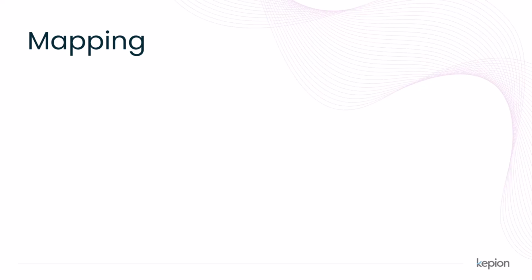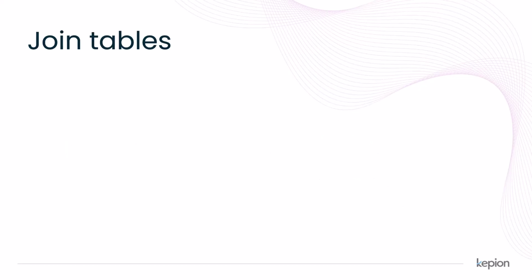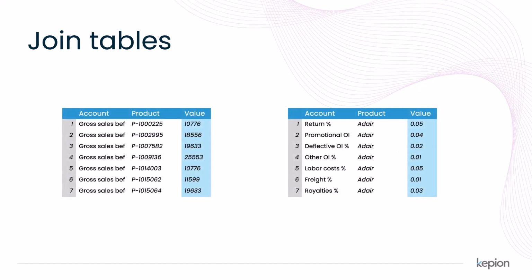For this calculation, we need to multiply gross sales before returns with each of these 8 deflator % accounts. While we could use the method from the previous calculation and pivot all 8 of the accounts, and then define 8 individual calculations, this would be a bit tedious. In addition, the data from these two sources doesn't quite line up, as the deflator % values were entered at the brand level, and the gross sales before returns is at the SKU.